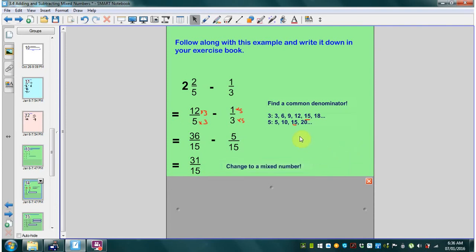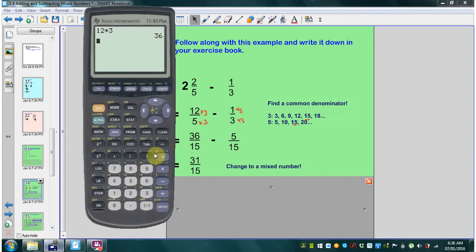So then again, we're left with an improper fraction. To simplify it, we change it to a mixed number. To change this into a mixed number, how many times does 15 go into 30? Well, 15 can go into 30 twice, and you can check that on the calculator. So you go 31 divided by 15. Okay, it goes in twice with a little bit left over. But how much is left over?